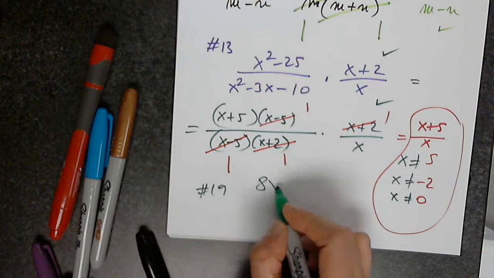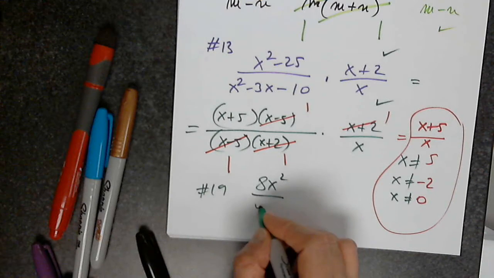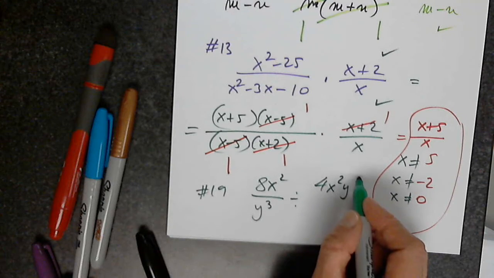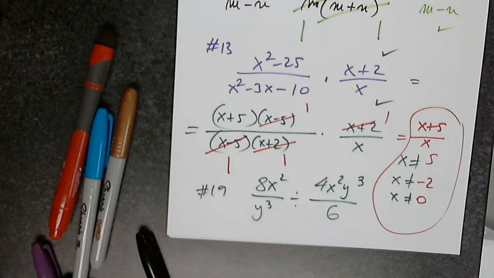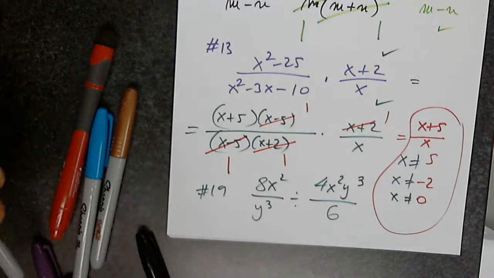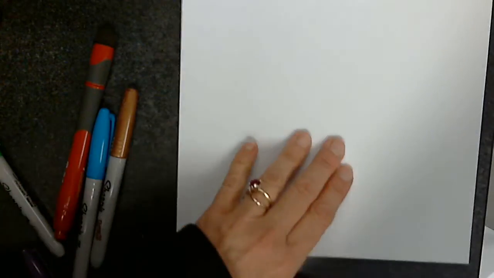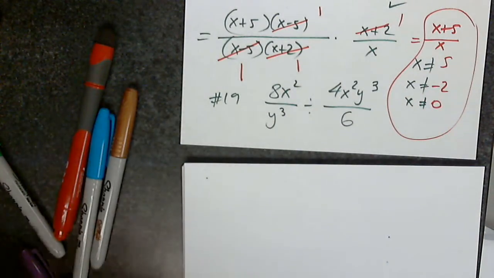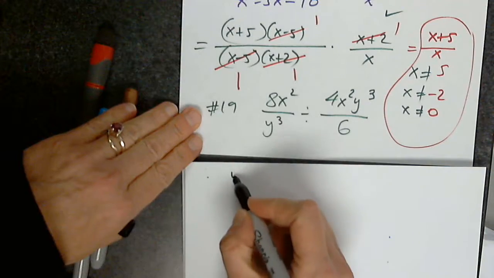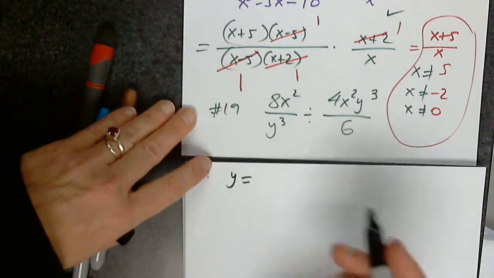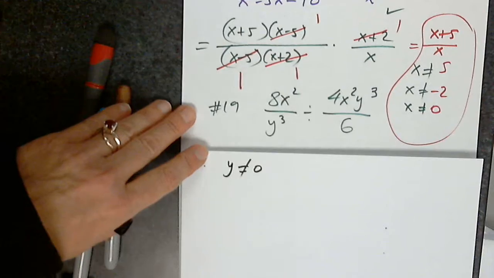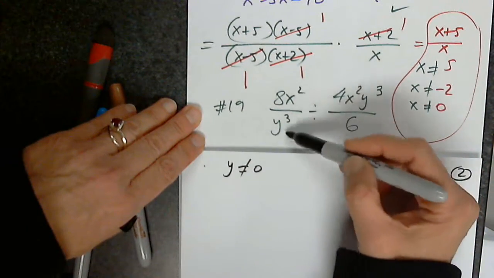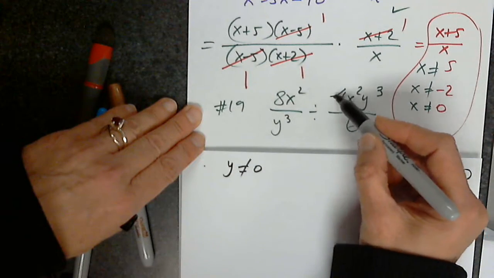And this is 8x squared divided by y cubed, and further divided by 4x squared y to the third divided by 6. Good. We cannot simplify across in a division. So for now, what I recommend is to write that y cannot be 0. They're two variables anyway, so I started. The only thing I can do here is simplify by 2.